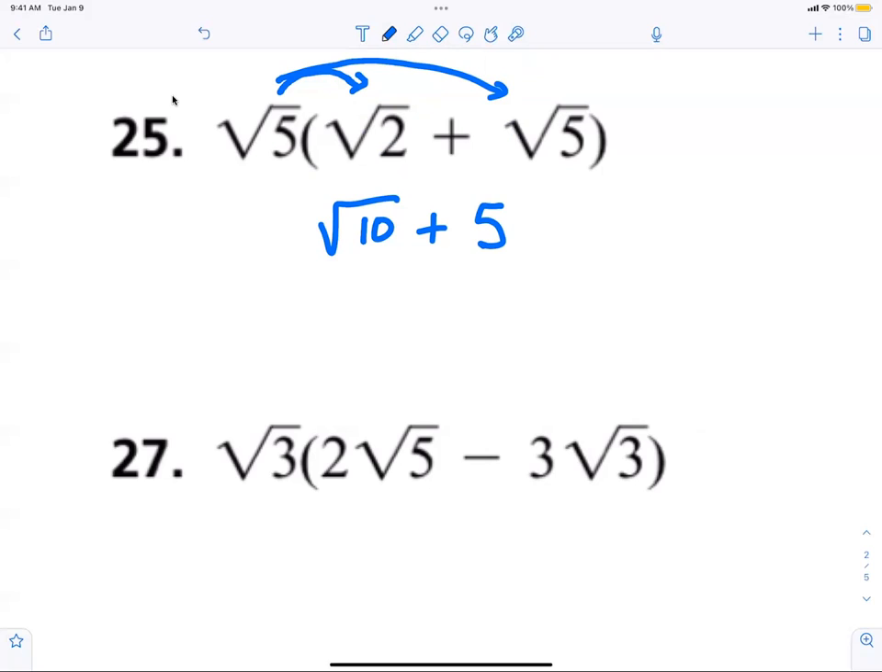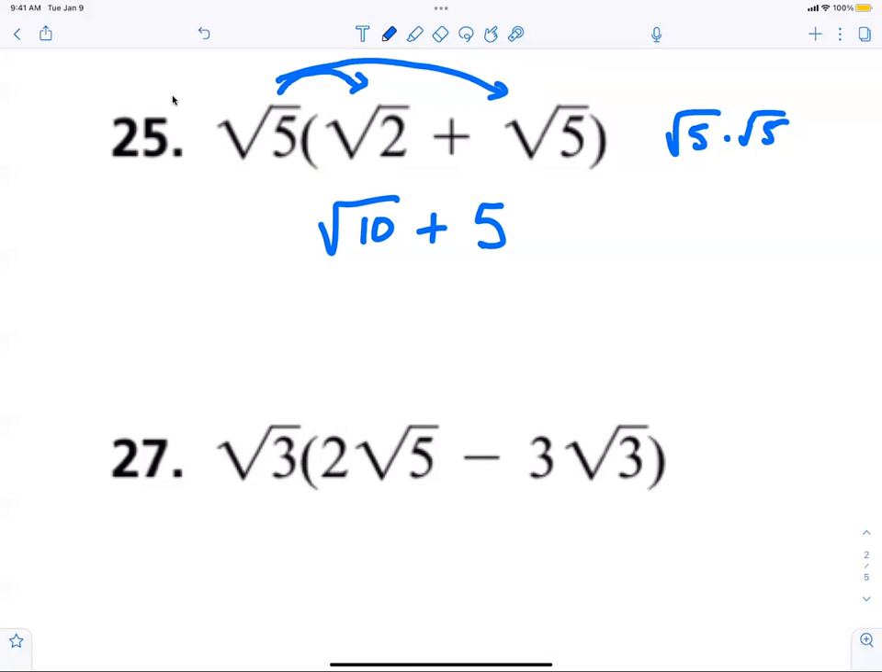Anybody have any questions? Why isn't this square root? If I said, what's the square root of 5 times the square root of 5, what is that? Oh, it's 5. It is indeed 5. So why wouldn't you add the square root on top of it?